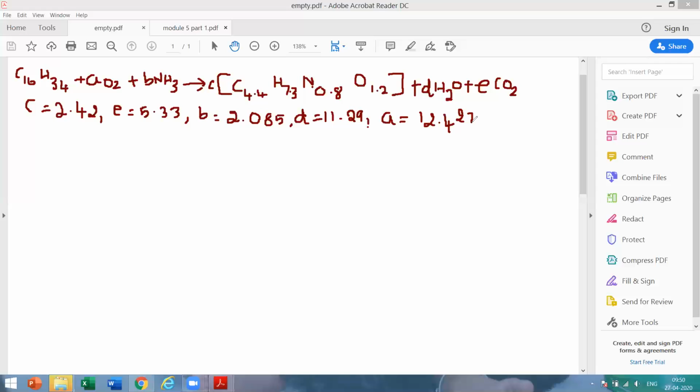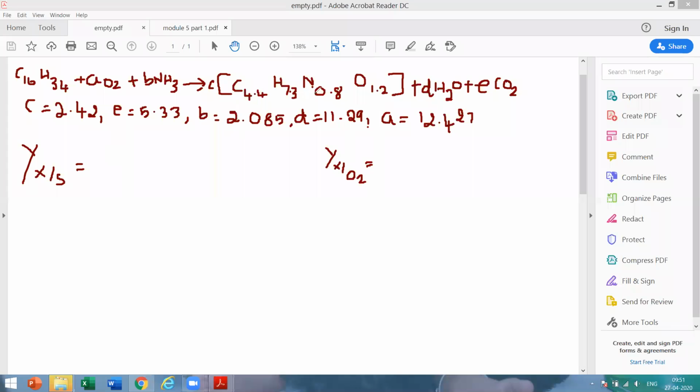Now what we have to find is yield coefficients. That is what they have asked: Y x bar s, and then Y x bar O2. Okay, Y x bar s and Y x bar O2 is being asked. So for Y x bar s, what is it? It is the amount of biomass formed divided by the amount of substrate consumed. So how will you write this?